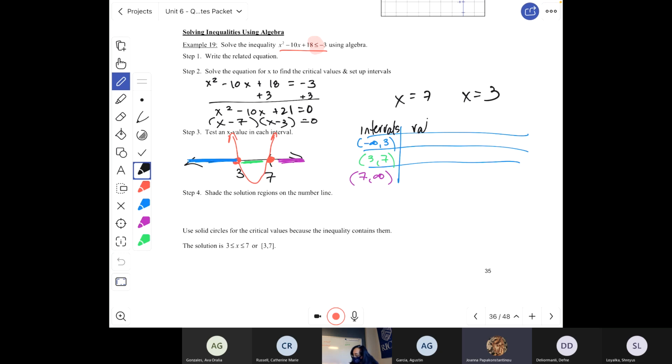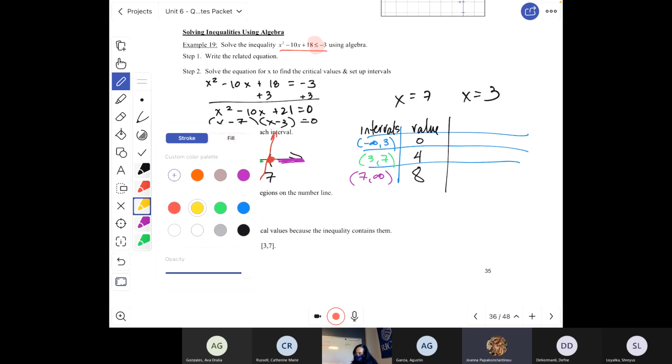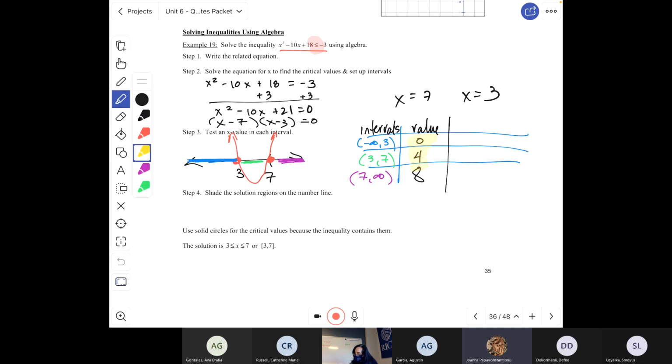This is the value that I'm going to choose in the interval. It doesn't matter what value you choose, whatever value you want in that interval. Here, I'm just going to choose, well, less than 3, 0 would be good. Between 3 and 7, I don't know, 4. Greater than 7, I don't know, 8. Doesn't matter as long as you're in the interval. Then I'm going to take each one of these values and I'm going to substitute that in here and see which one is true.